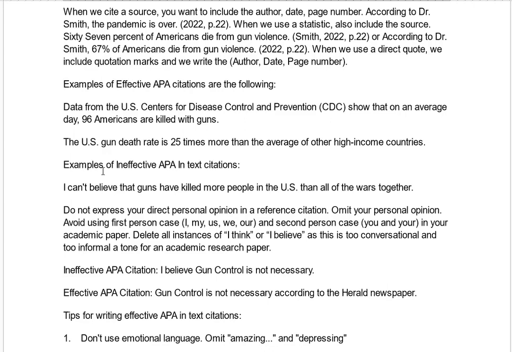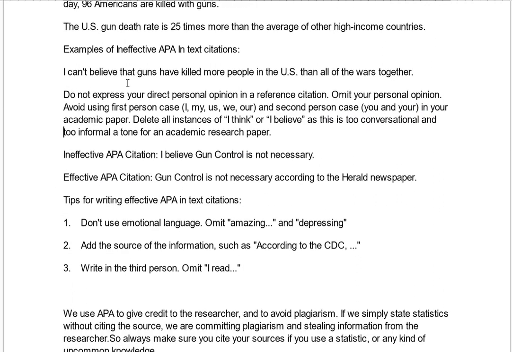Here are some examples of ineffective APA in-text citations. This one is ineffective because she says, I can't believe that guns have killed more people in the US than all of the wars altogether. This is ineffective because you're writing your personal opinion, and nobody cares about your personal opinion. And also you're sticking emotion into it when your paper has to have no emotions in it. So you cannot say, I can't believe that, okay, because that makes it too conversational.